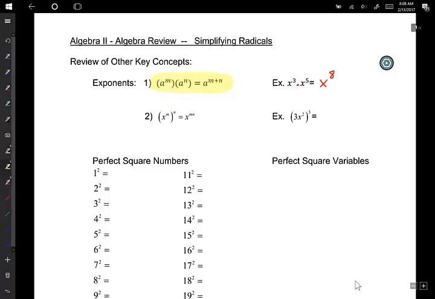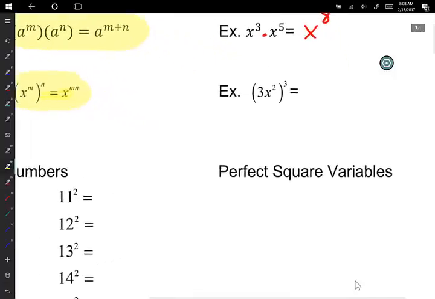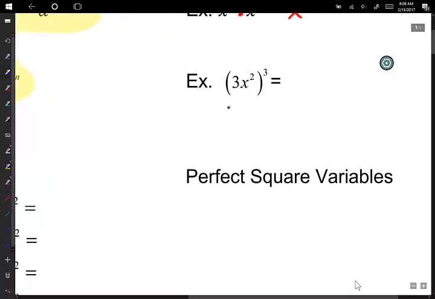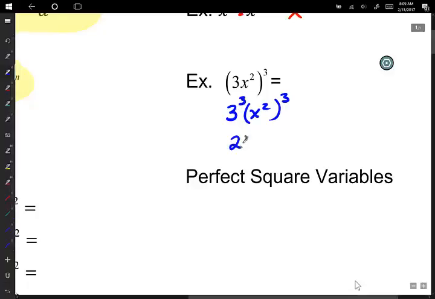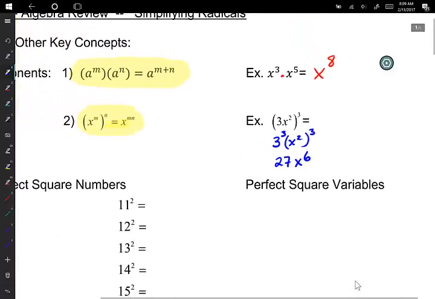The other rule from Algebra 1 that we're going to bring back today is what's called a power to a power. That means you take everything inside the parentheses and you raise it to that power. So here we have this example over here to the right. That means we're going to have 3 cubed and x squared cubed. So we have two parts there, and each of those two parts we're going to cube. So 3 cubed, as you know, is 27. And x squared cubed, there we have a power to a power. So our example there means we raise that to the 6th. Really straightforward, those two simple examples.